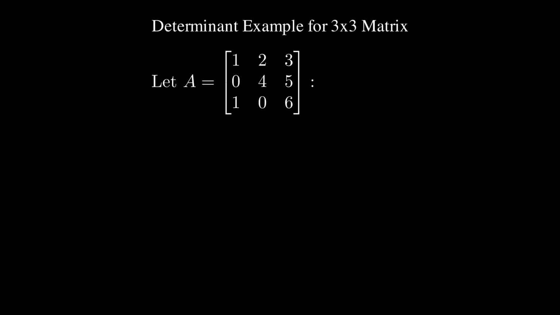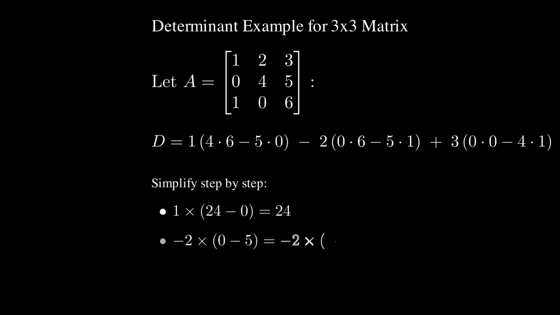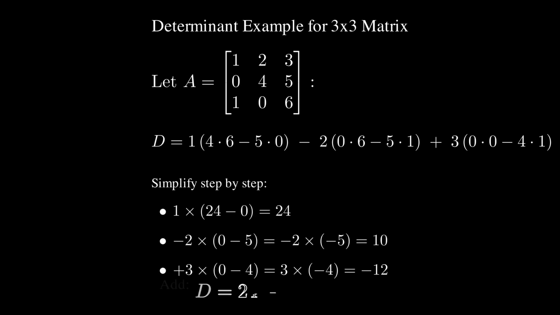Let's see a 3x3 matrix. We will expand along the first row. 1, 2, 3. Here is the cofactor expansion. Plus, minus, plus, each with a 2x2 determinant. We'll simplify each term. First term, 1 times 24 minus 0 equals 24. Second term, subtract 2 times 0 minus 5, that is minus 2 times negative 5, which is 10. Third term, plus 3 times 0 minus 4, that is 3 times negative 4, which is negative 12. Now, add the three results. 24 plus 10 minus 12 equals 22.